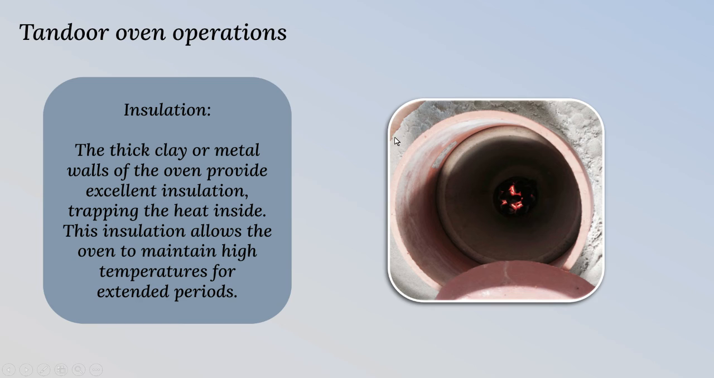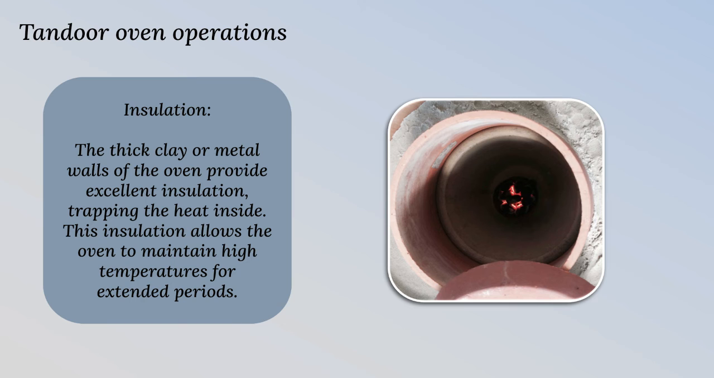How it is covered, and there is a technique for that, but it is covered with glass wool. It can be covered with sand, then bricks and mud from all the sides, and like this, so that the clay oven is not going to release any heat outside. The thick clay or metal walls of the oven provide excellent insulation, trapping the heat inside. This insulation allows the oven to maintain high temperature for an extended period of time.